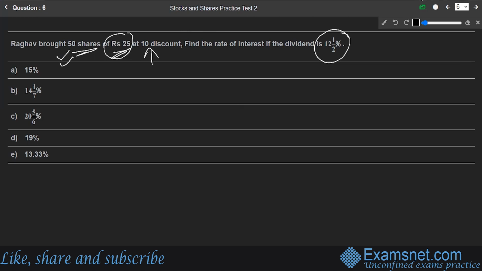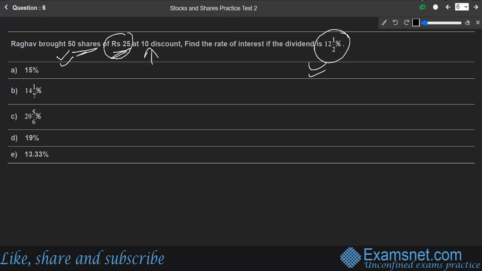So clearly, first of all, we need to find out the face value of all the shares. Face value of each share is given, that is 25. We'll find out the total face value. Then using that total face value, we'll find out the total income being received, because the dividend percentage is given as 12.5. Then, because the stock is available at 10 discount, we'll find out the total discounted investment, and then over that investment we'll be able to find out the rate of interest. So let us do it. First of all, he's saying 50 shares of rupees 25.